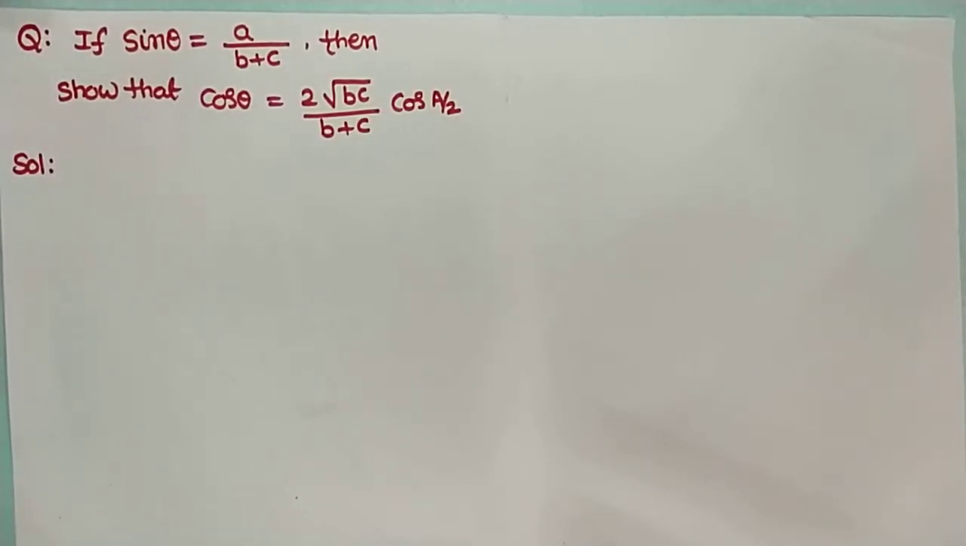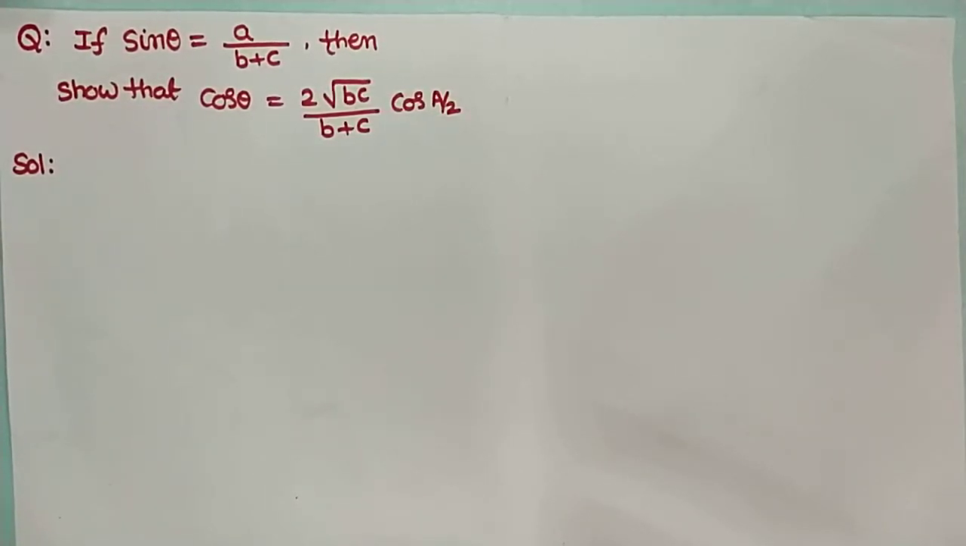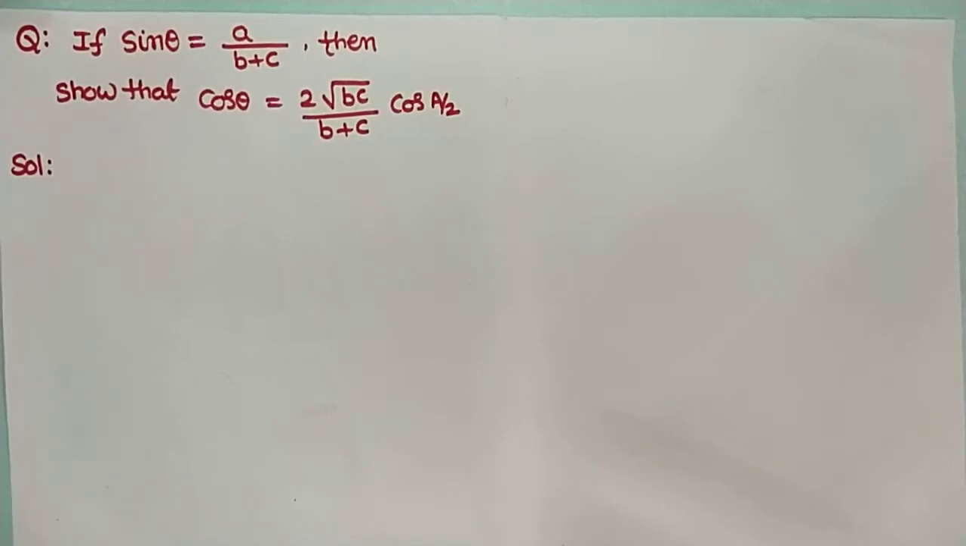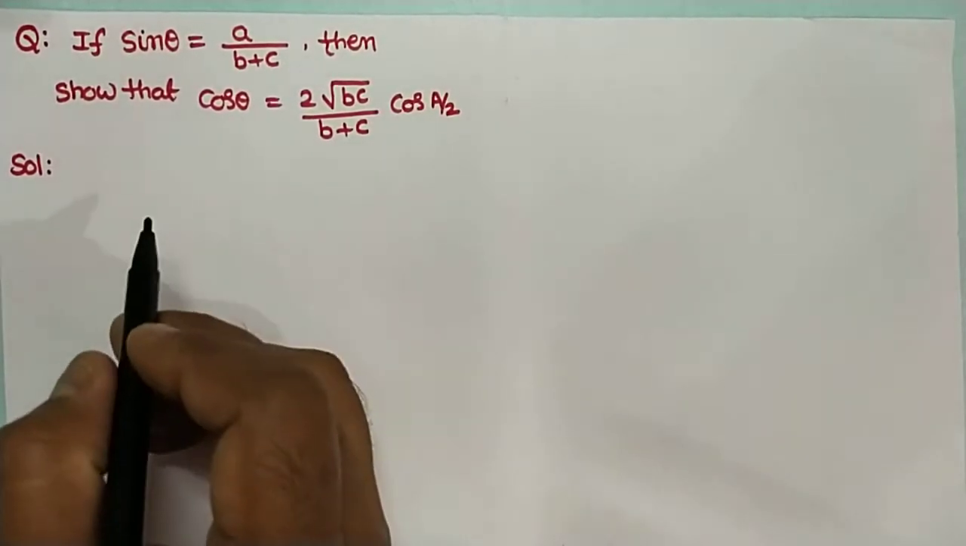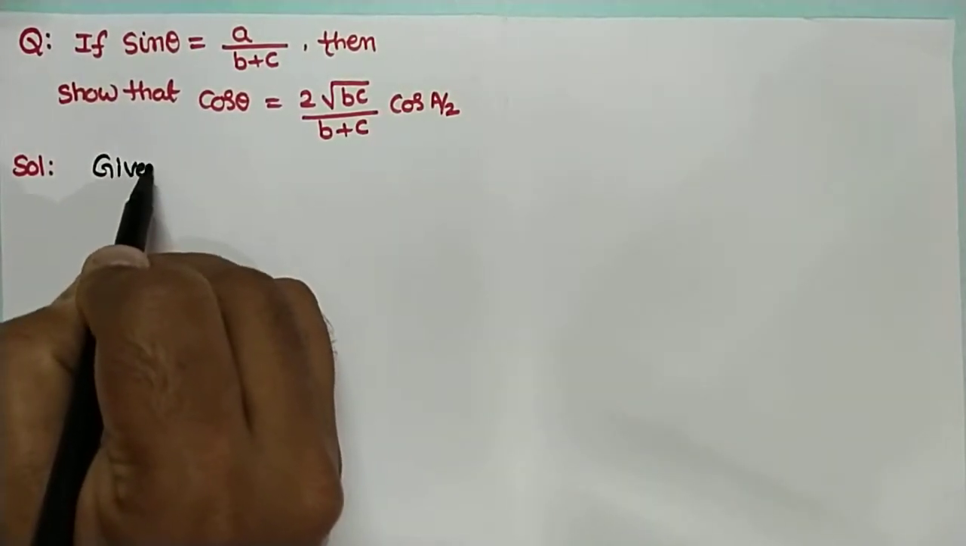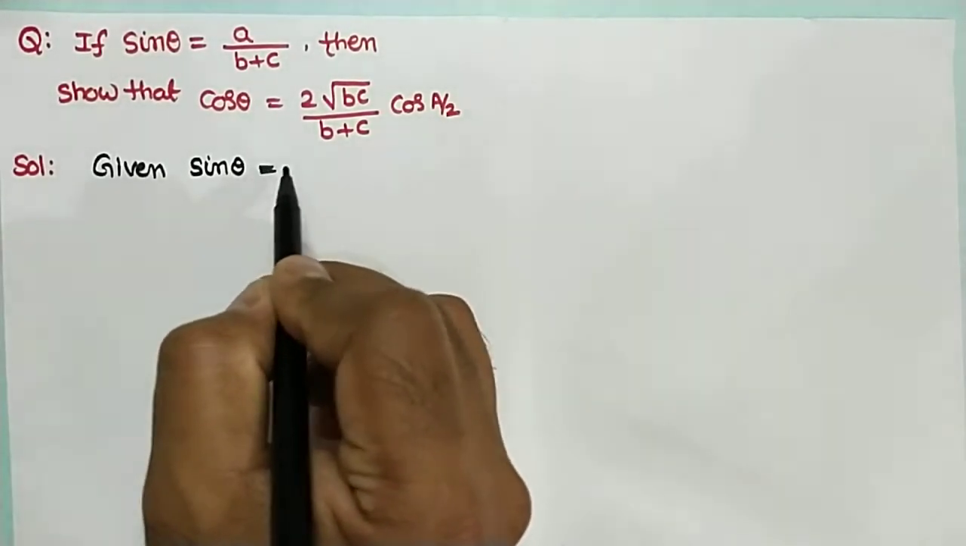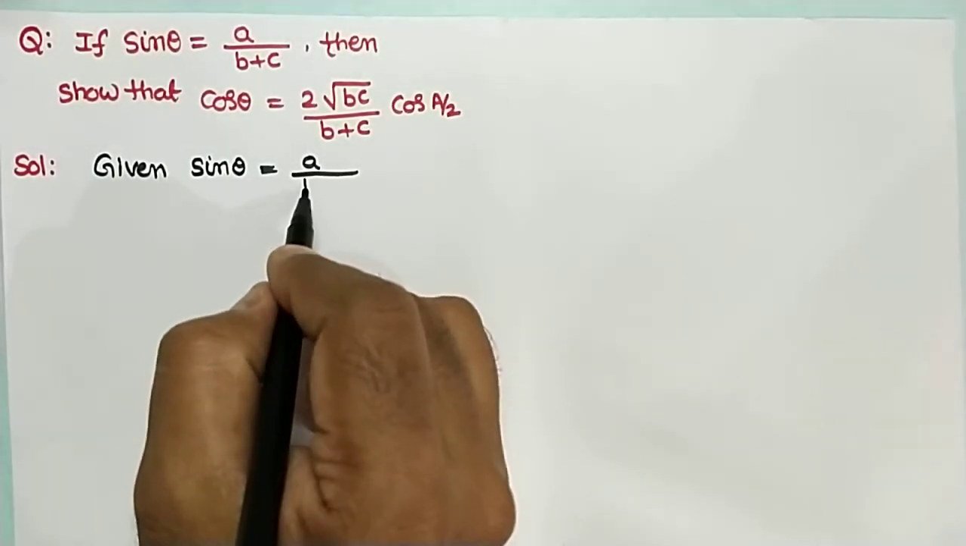If sin theta equal to a by b plus c, then show that cos theta equal to 2 root of bc by b plus c into cos a by 2. So how is it? Given sin theta, calculate the value of cos theta. So first, given sin theta equal to a by b plus c.